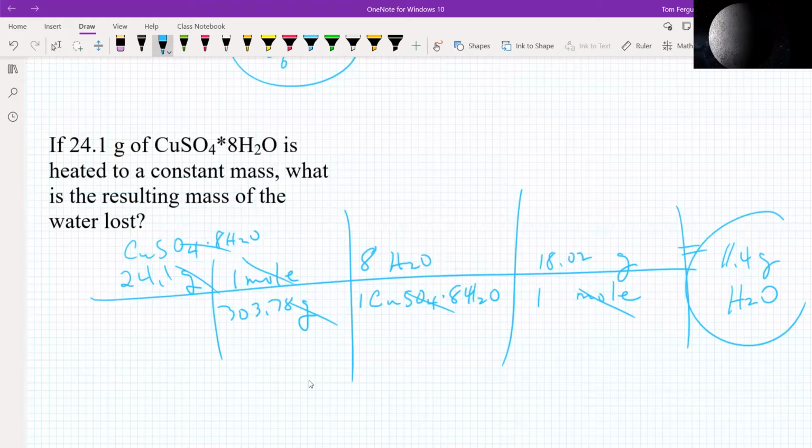This comes from the periodic table. This comes from the balanced equation. So every single time, we call this problem type, it's going to have three parts.